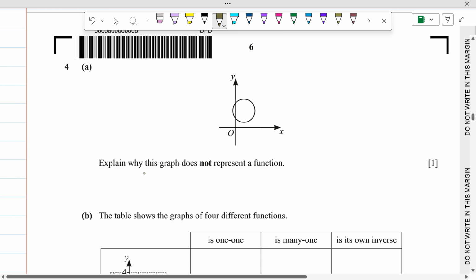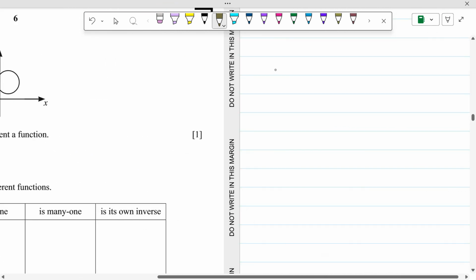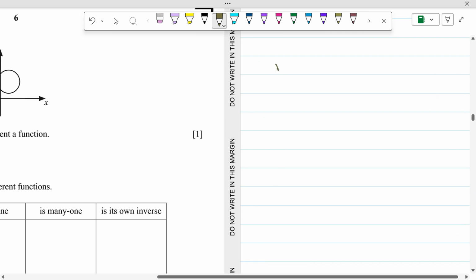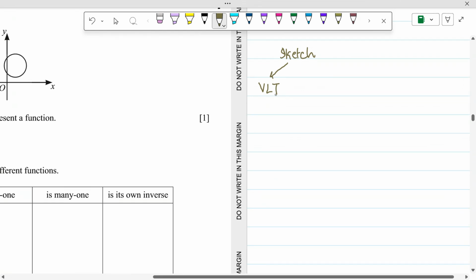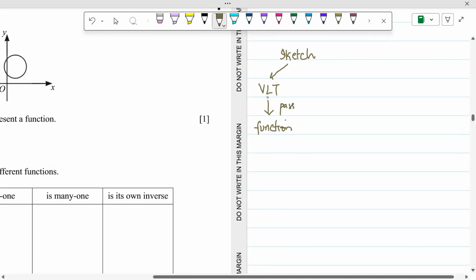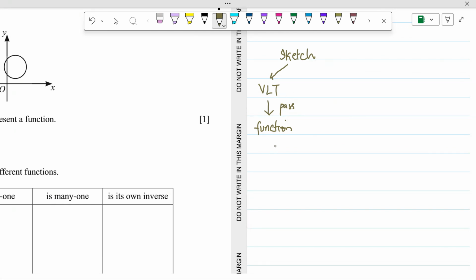Question number 4. Explain why this graph does not represent a function. To solve this question, we should know that if the sketch fulfills the vertical line test, VLT is the vertical line test, then the sketch is a function. So you can say that if the sketch passes the vertical line test, then the sketch is a function.